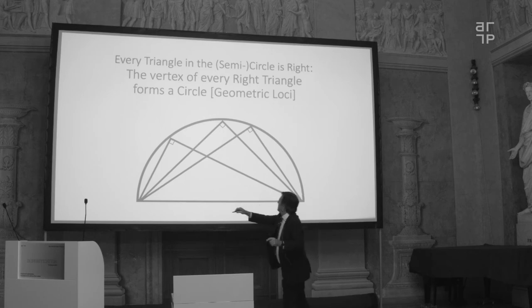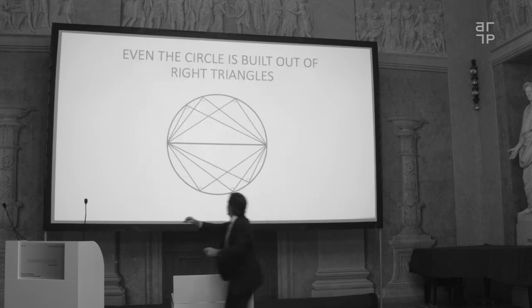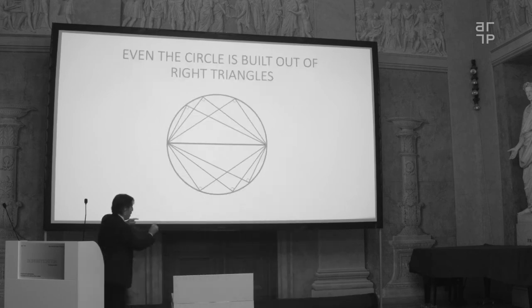Come on. Oh, gosh. So if you put all the possible triangles, you get the concept of a geometric loci, and the circle is constructed out of right triangles.